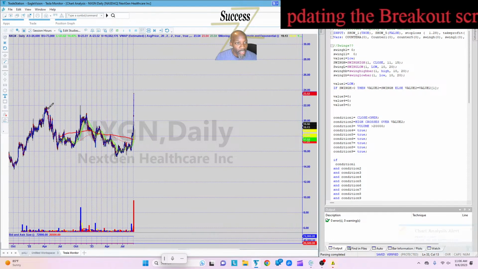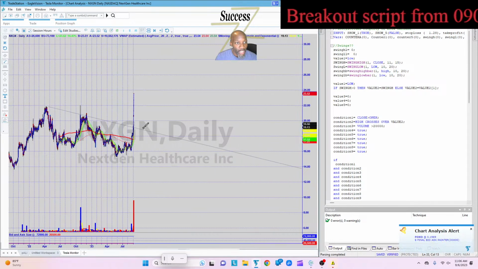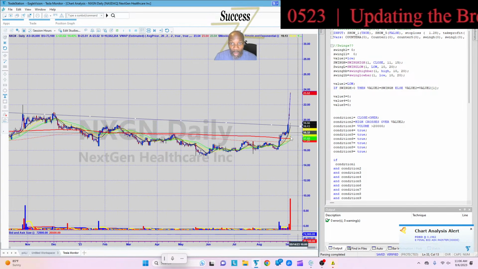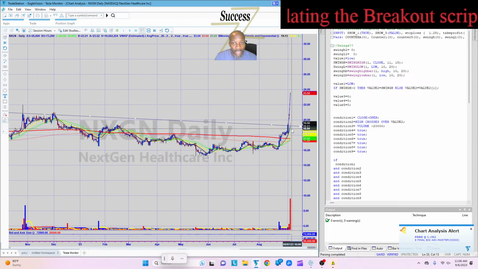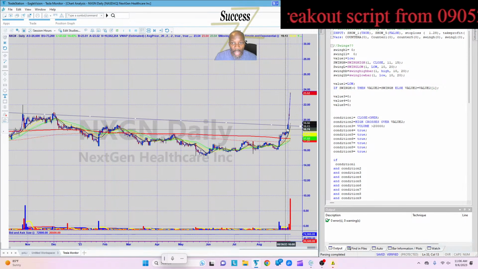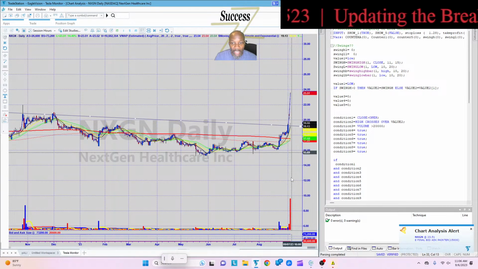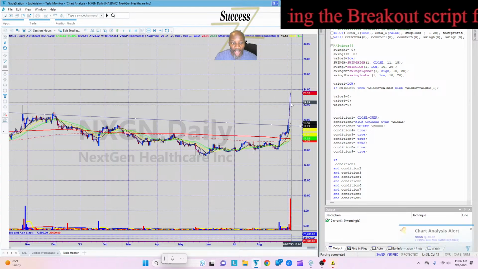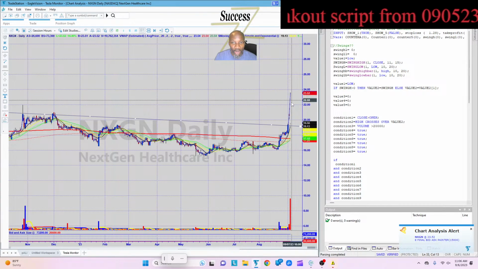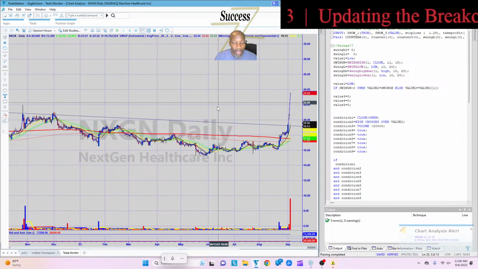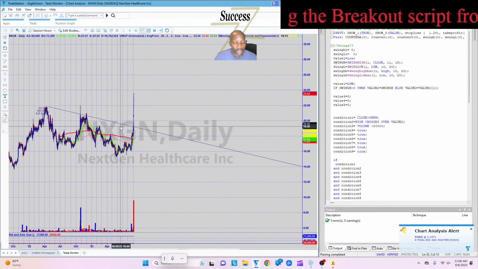I mean, it broke above this. It broke above this descending resistance here and just shot up. Maybe too high? Too much volume already? And it'll retrace a bit. How much? I don't know. But that's amazing.